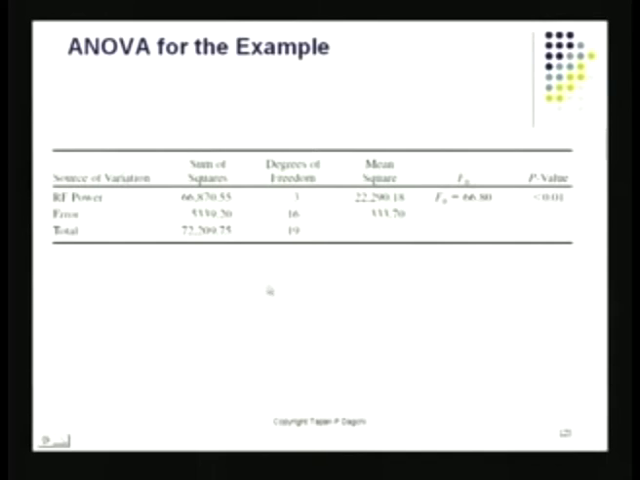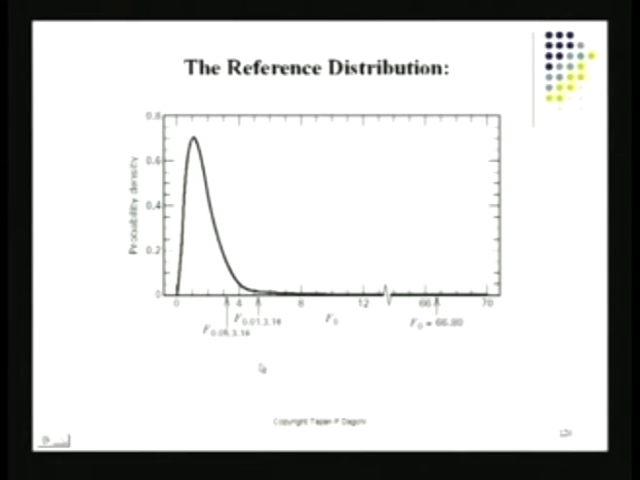This is the ANOVA table for the same example. Lo and behold, I find a value of F naught, which is the ratio of the mean sum of squares caused by RF power divided by the error mean sum of squares. That turns out to be quite large. In fact, it is considerably large when you compare it to the critical value. The critical value, as I show in this picture here, is quite small.